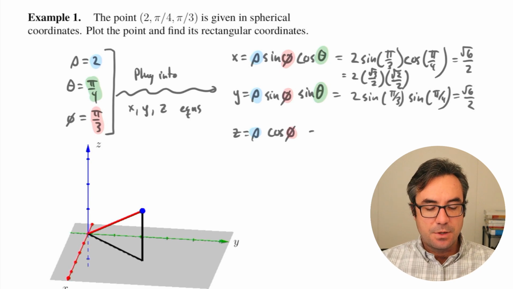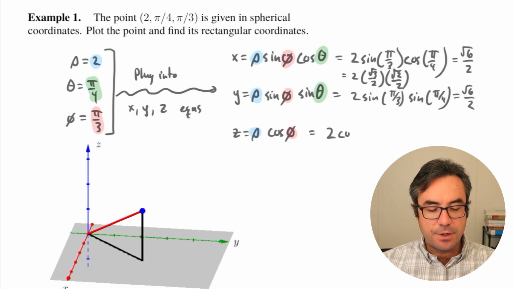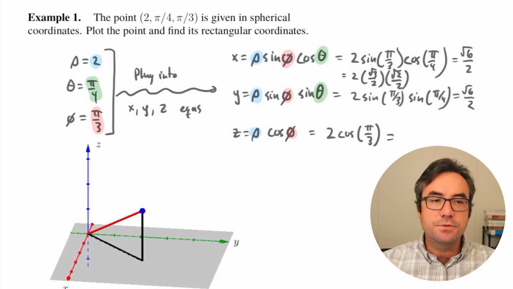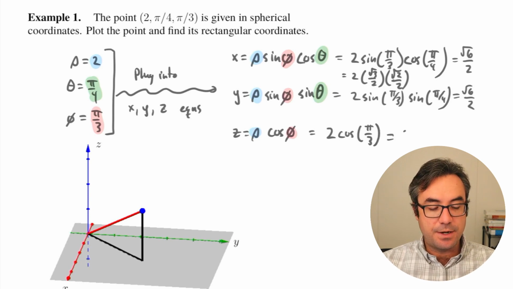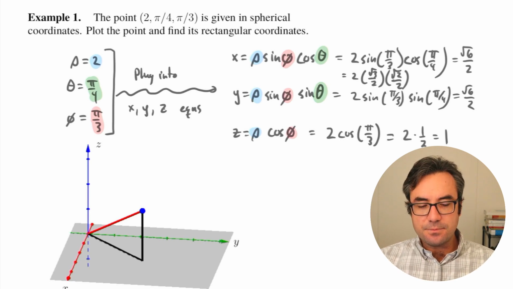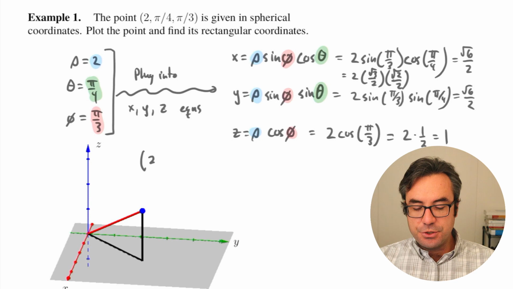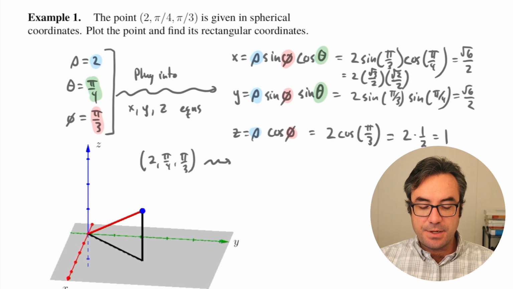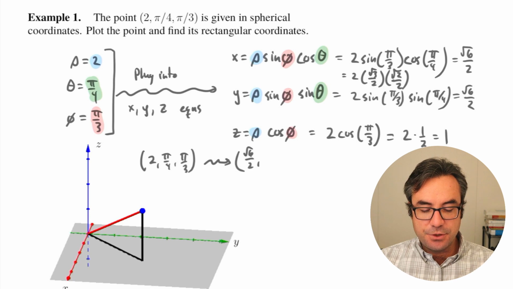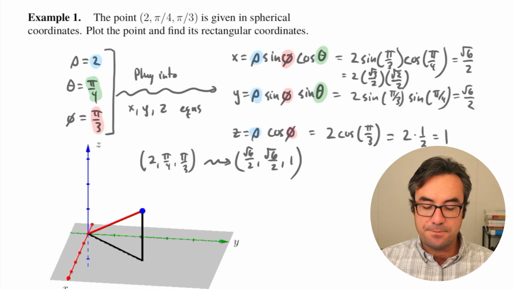And then what about z? Well, again, rho is 2. And then we're doing cosine of phi, which is pi over, not pi over 4, pi over 3. And cosine of pi over 3 is 1/2. So we end up with 2 times 1/2, which is equal to 1. So when we write our rectangular coordinates, the point was given 2 comma pi over 4 comma pi over 3. This is spherical. And what we did is we converted that into rectangular coordinates, our regular Cartesian, square root 6 over 2 comma square root 6 over 2 comma 1.